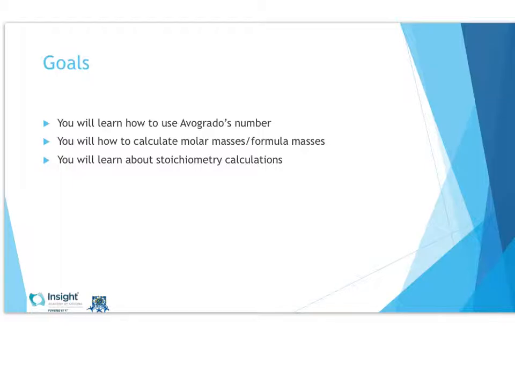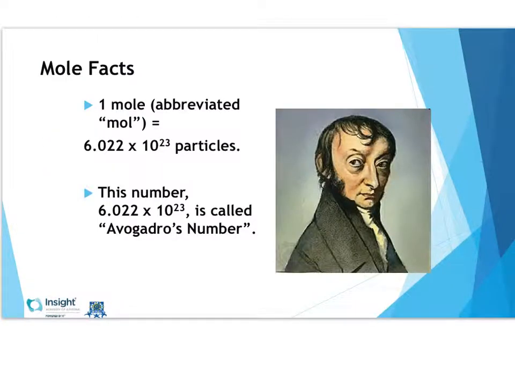How to use Avogadro's number, kind of what it's for, and then how to calculate molar masses, formula masses, and stoichiometry calculations. Okay, so the mole, it's like the word a dozen. When you say you have a dozen of something, that communicates to everybody that you have 12 of them. All right? When you say you have a mole of something, that communicates a specific number of how many you have of it. It just so happens to be this gigantic, huge number, 6.022 times 10 to the 23rd particles. It's gigantic. Okay?